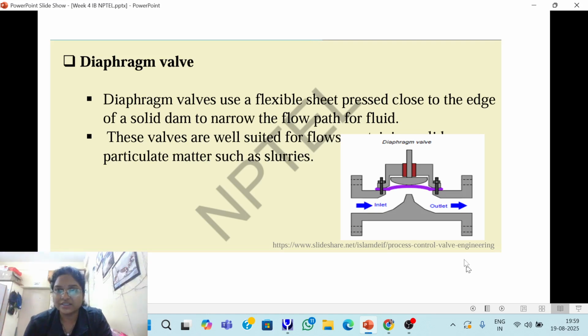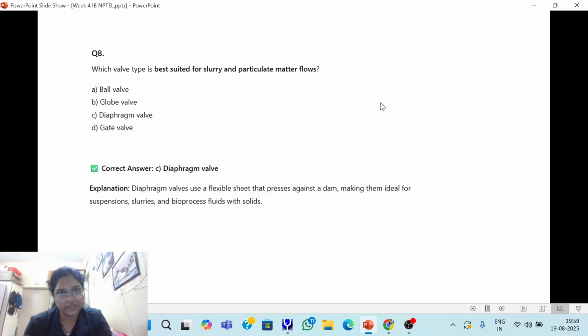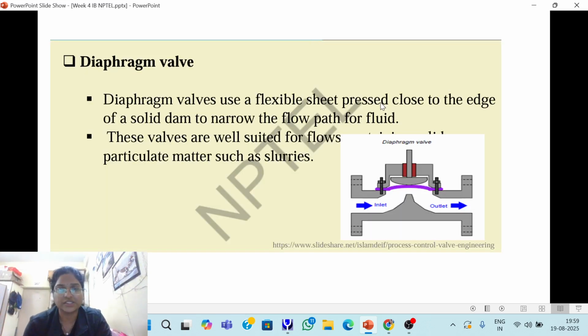Here you can see what a diaphragm valve looks like. There is an inlet and there is also an outlet. The diaphragm valve uses a flexible sheet pressed close to the edge of a solid dam to narrow the flow path of a liquid. These valves are well suited for slurry and particulate matter flows. That's what must be written.